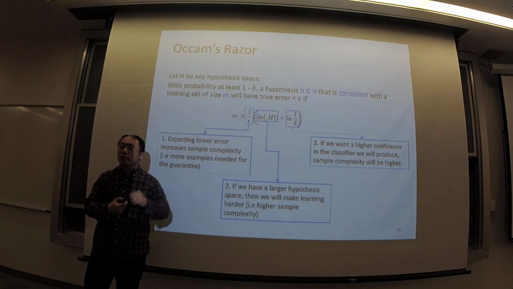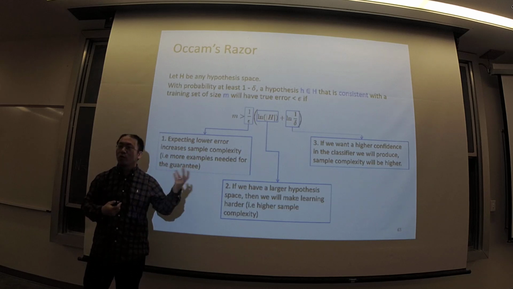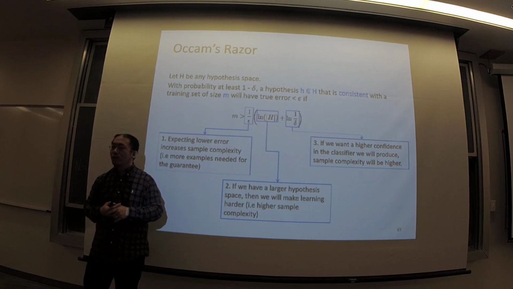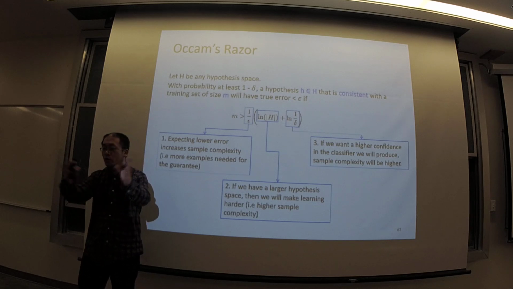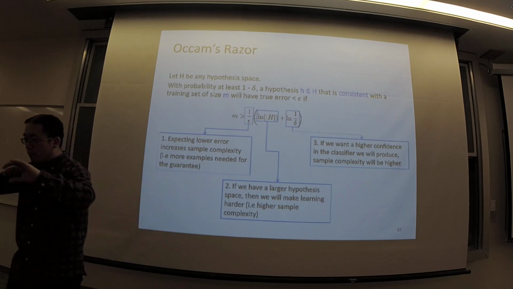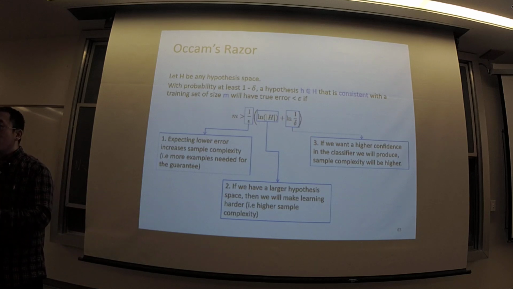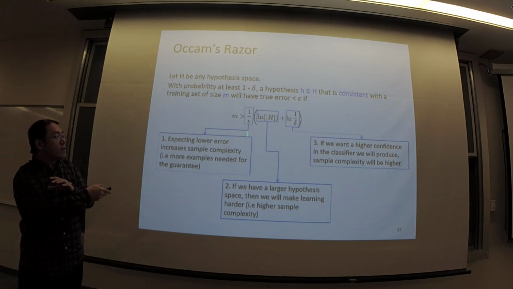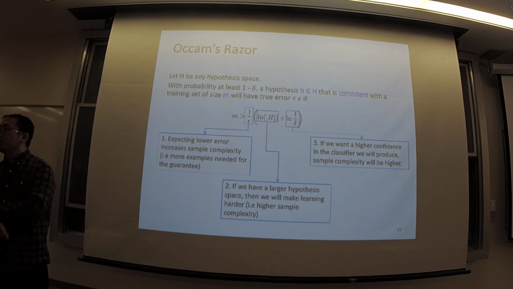This is another way to view Occam's razor. If you provide the same training set, usually the simple model will end up with a better generalization performance. That's what we can say from this model. Does it make sense?